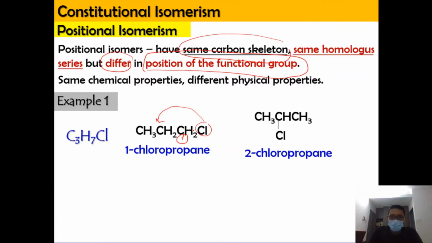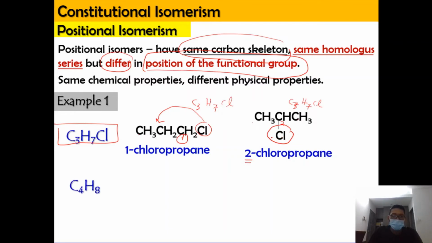So in both of these cases, the molecular formula is still the same, which is still C3, 1, 2, 3, H3 plus 2 plus 2 going to be 7, Cl. Same goes to here, 1, 2, 3, C3, H7, Cl. But now the position is changing because it is attached at carbon number 2.